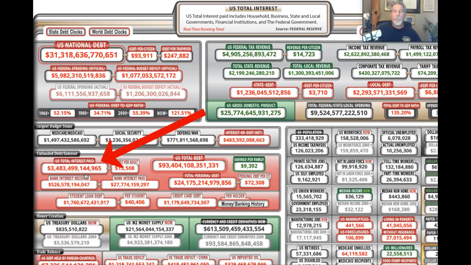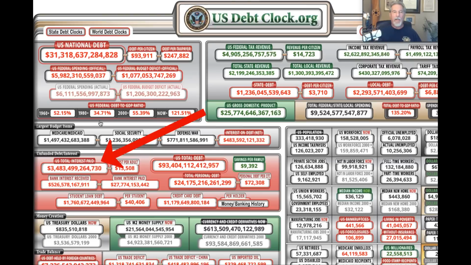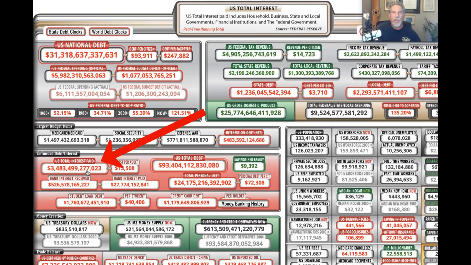Total interest paid on our debt. Now remember that interest rates are going up. According to Fed Chairman Jerome Powell, interest rates are still going up. He still sees that inflation is a threat. This clock is ticking as fast or faster than any other cell on here. Look at the interest over here just clicking away.